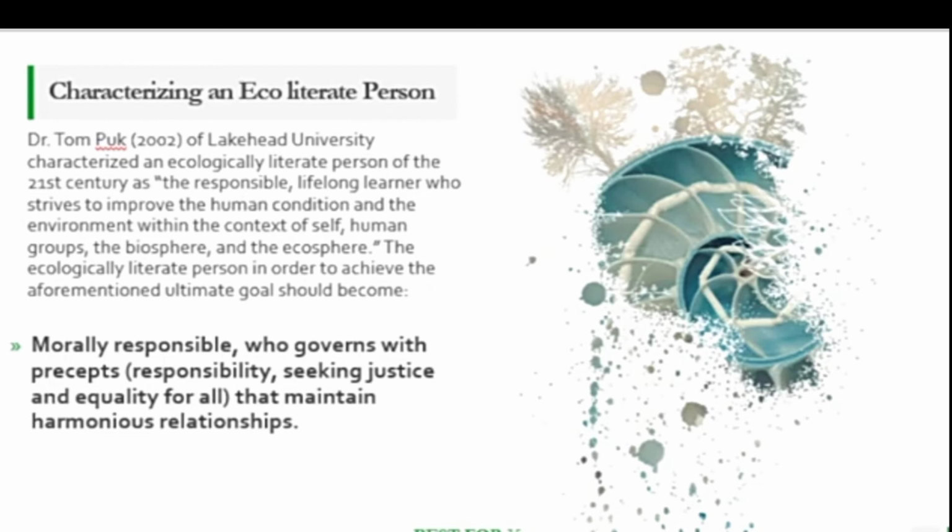So in all the types of literacy that we have studied before, we can never avoid the moral or the ethical aspect of these literacies. In order to be literate in this, you need to be ethical in all of these aspects, and that includes the ecological literacy.